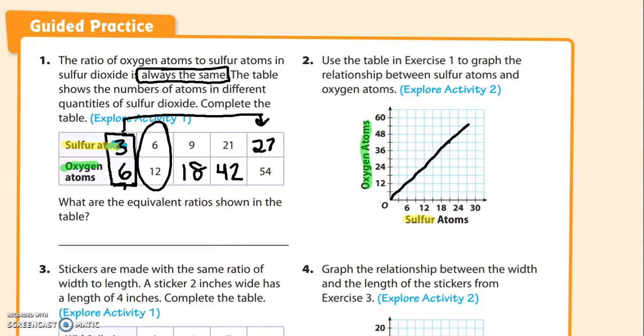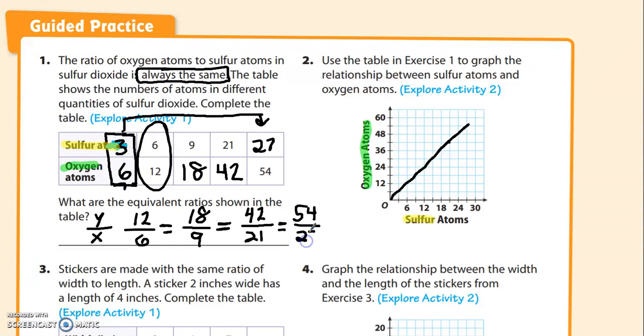The equivalent ratios shown in the table, if you were to write them as the y over the x, which is what we did previously on problems like this, it would be 12 over 6, and that's going to be equal to, well, they're all equal, 18 over 9, and that's going to be equal to 42 over 21, and that's going to be equal to 54 over 27. And the reason why they're all equal to each other is because if you simplified all those, they'd all simplify to be the same thing.